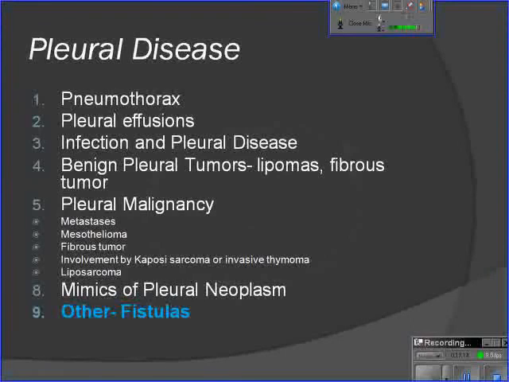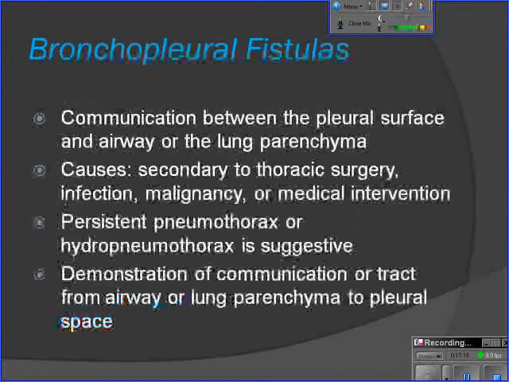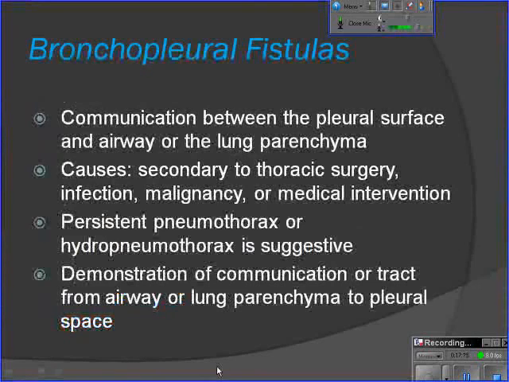So lastly, I just wanted to talk a little bit about fistulas that are encountered with regards to the pleural surface. So classically, bronchopleural fistulas, something that we learn about. That's a communication between the pleural surface and airway or the lung parenchyma. And the causes can be varied. It can be secondary to thoracic surgery, secondary to infection, secondary to malignancy, or medical intervention. And a persistent pneumothorax or hydrothorax is suggestive of a bronchopleural fistula. And sometimes on CT we can demonstrate a communication or track from the airway or the lung parenchyma to the pleural surface.